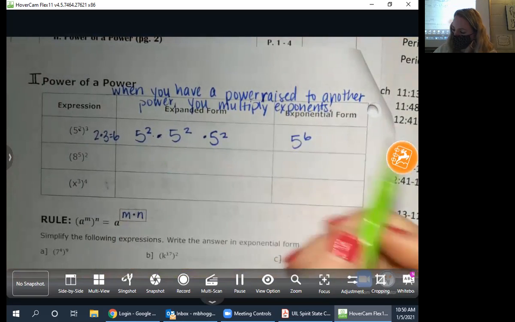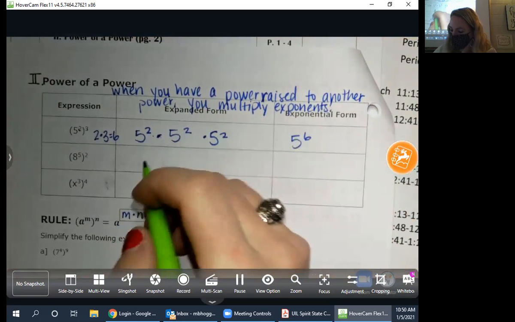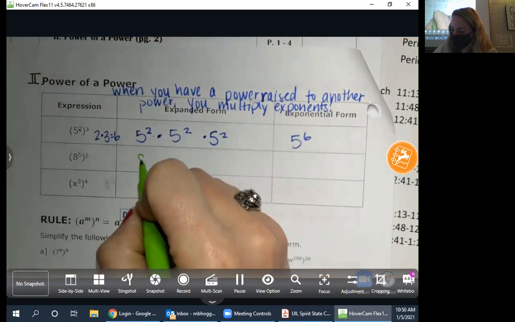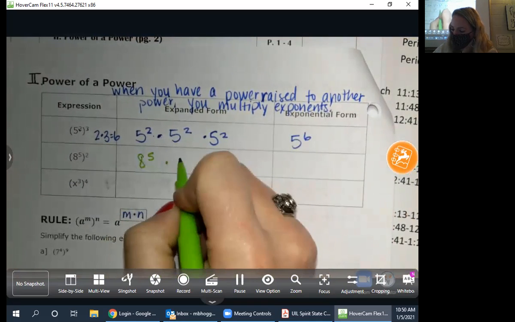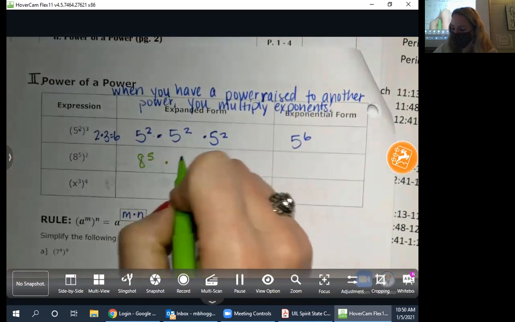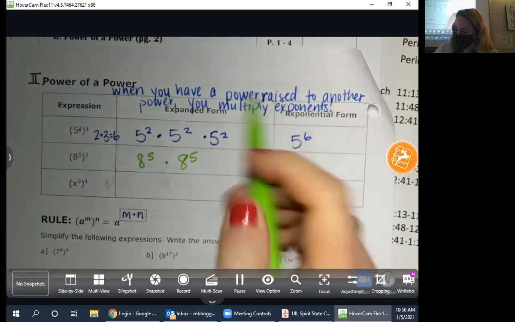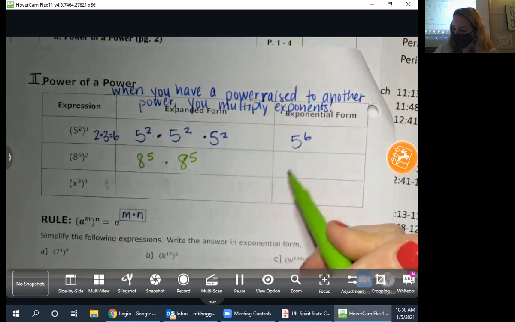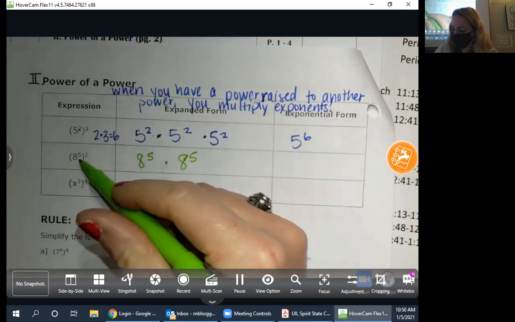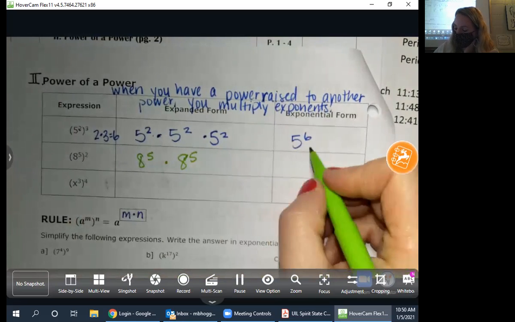All right, so let's look at this next example. Let's write it out first. 8 to the 5th to the second power would be 8 to the 5th times 8 to the 5th. That's the expanded form. What is it in exponential form? Who wants to take a guess?